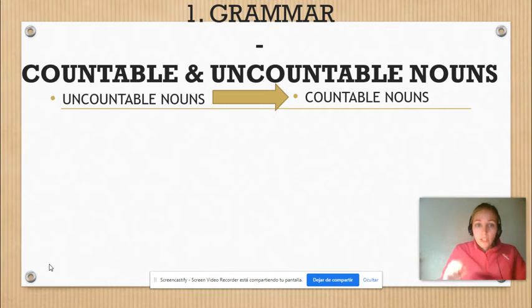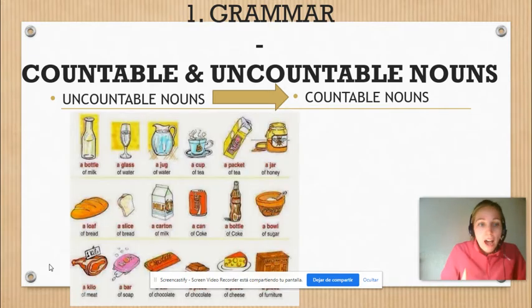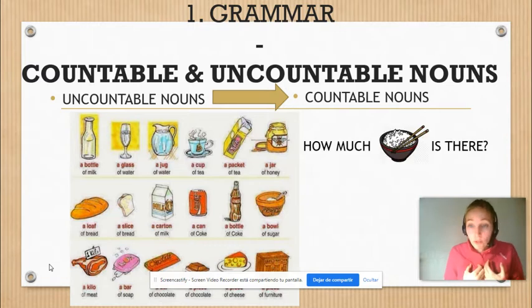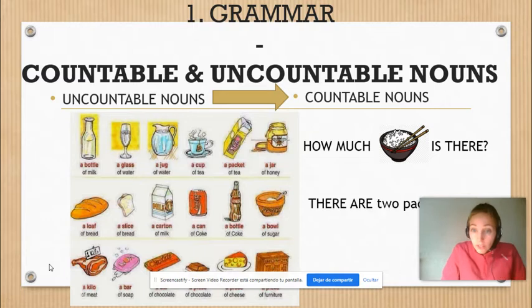Really important. If we want to make uncountable nouns countable, we will use this: a bottle, a glass, a jug, a cup, a packet, a jar, and so on. You can see the picture here. For instance, if I ask you, how much rice is there? We can answer with numbers. There are 2 packets, okay? 2 packets of rice. Okay, everyone?